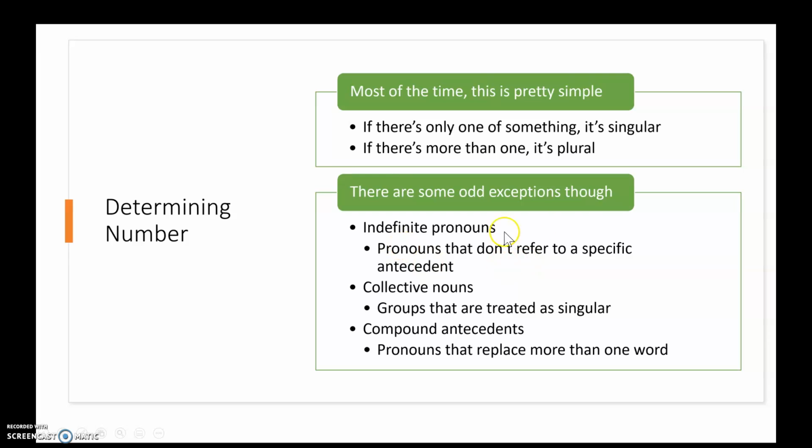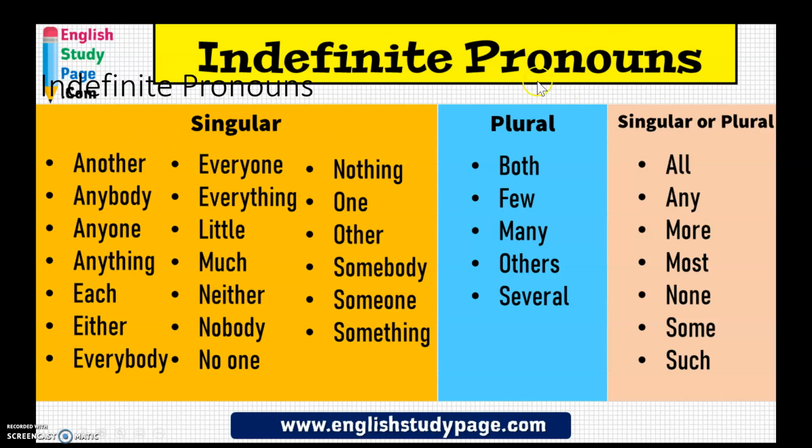Indefinite pronouns, which are pronouns that don't refer to a specific antecedent previously named in the sentence. We'll talk about them in a second, but I would avoid using them if you struggle with this, because they can cause some clarity issues. Collective nouns we talked about before. They are groups of people, but they are treated as singular. And compound antecedents are pronouns that replace more than one word, and we'll talk about those a little bit later on. So here are some indefinite pronouns.